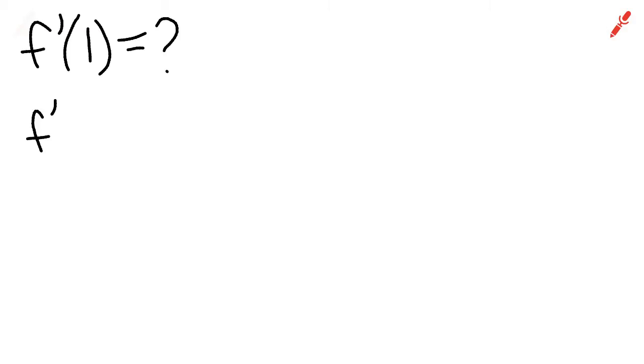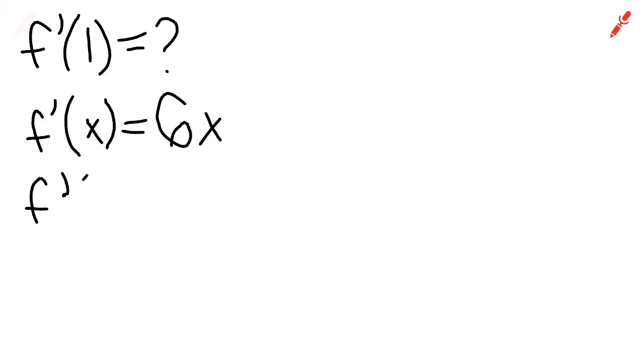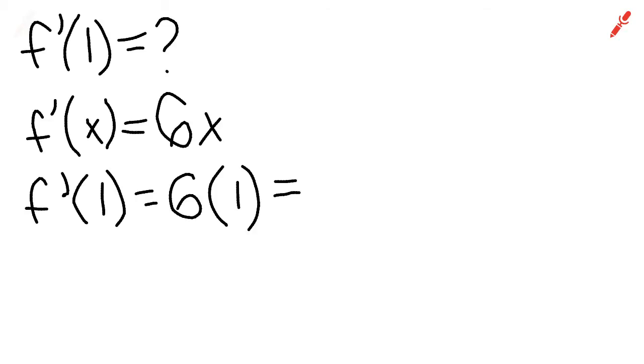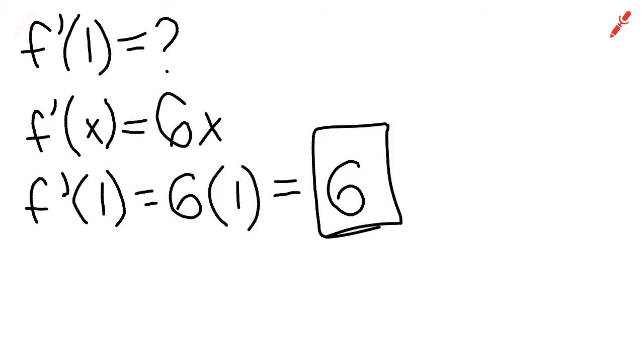So now we must find what f prime of 1 equals in these two equations. The first derivative we calculated was 6x, and the other one was 6x squared. So we plug in the 1 into the x, and we get that 6 is the result. f prime of 1 equals 6 in these two equations.